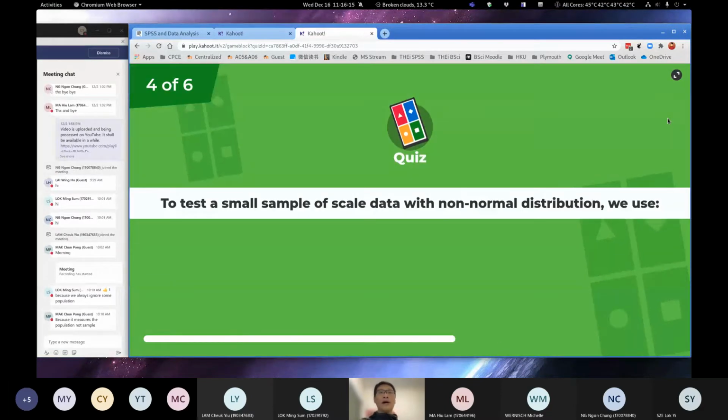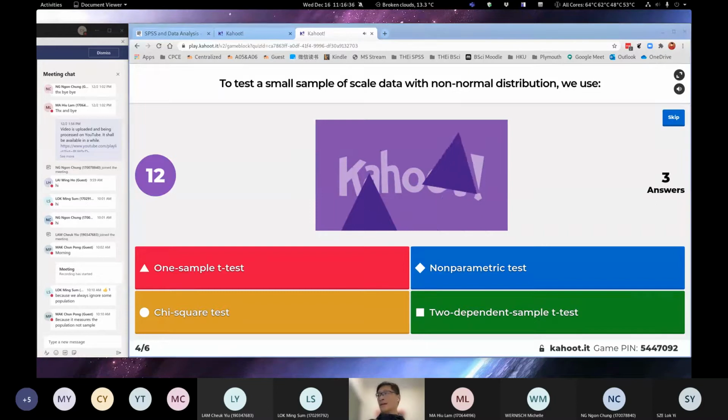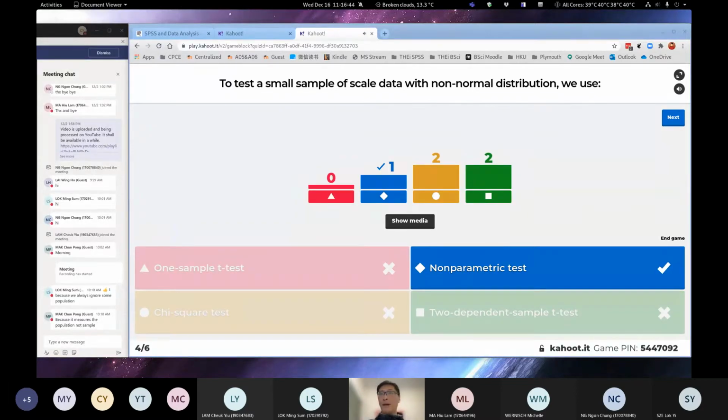Question number 4. Now we have a small sample of scale data, but it is not normally distributed. So what should we use? Based on what I told you in the final remarks, what should we use here? Yeah, non-parametric test is the correct answer.